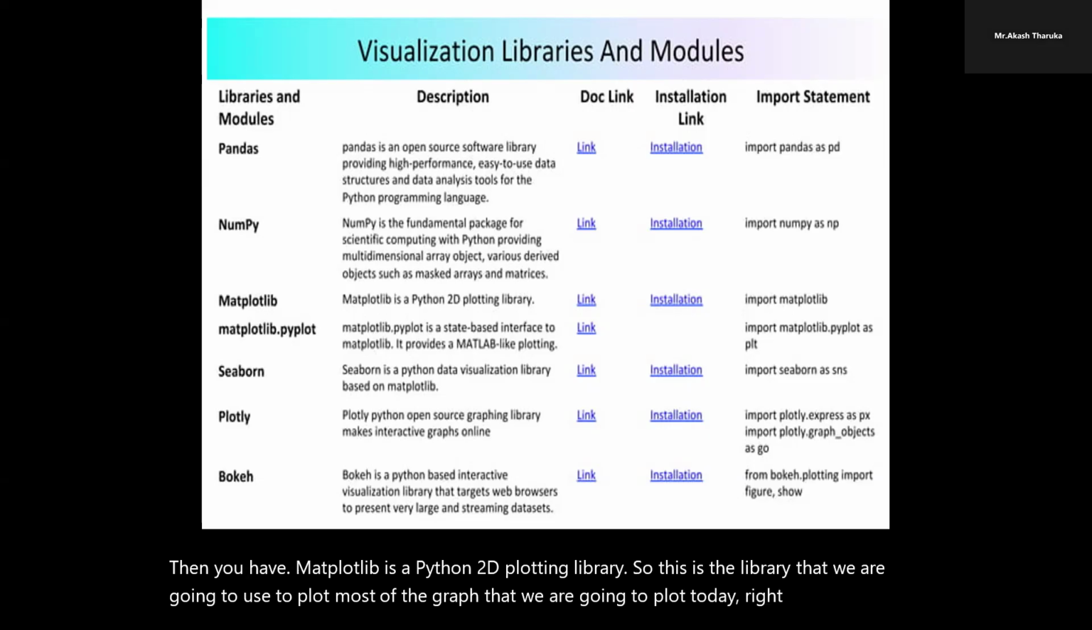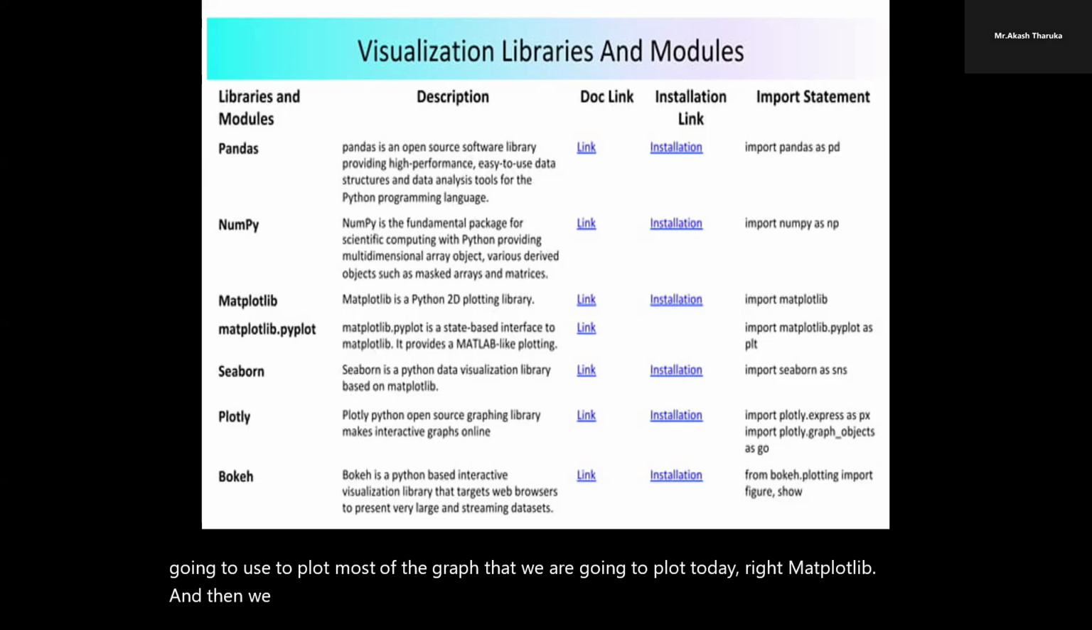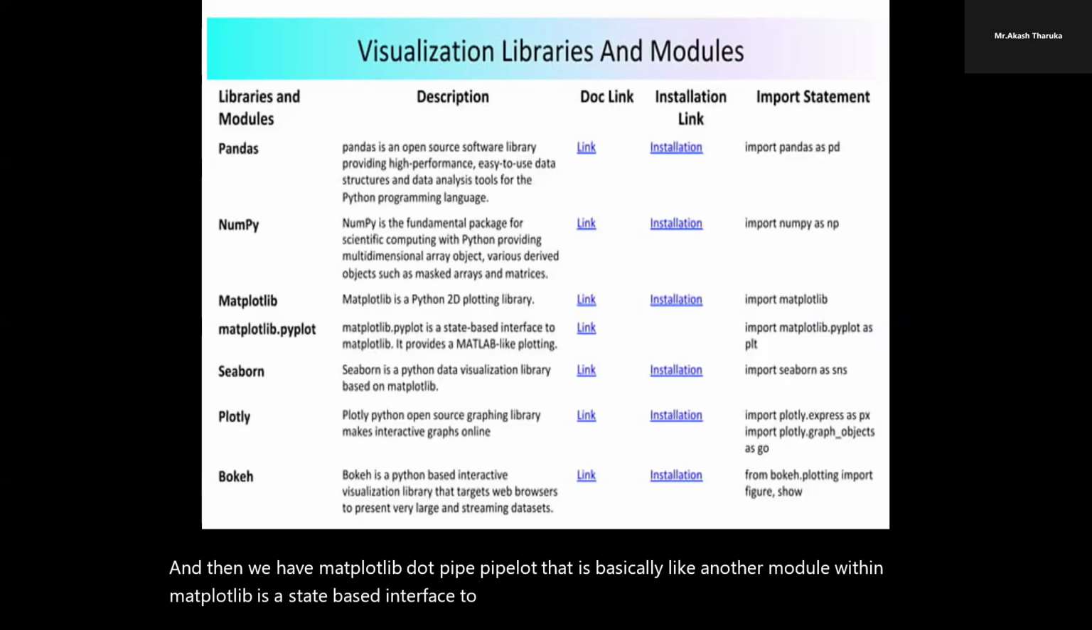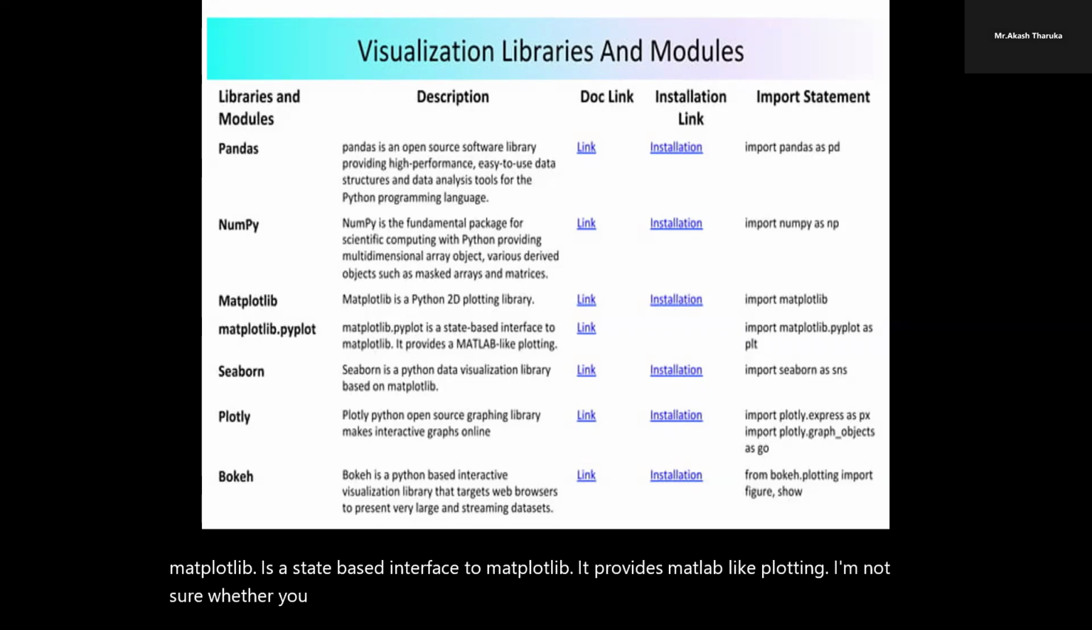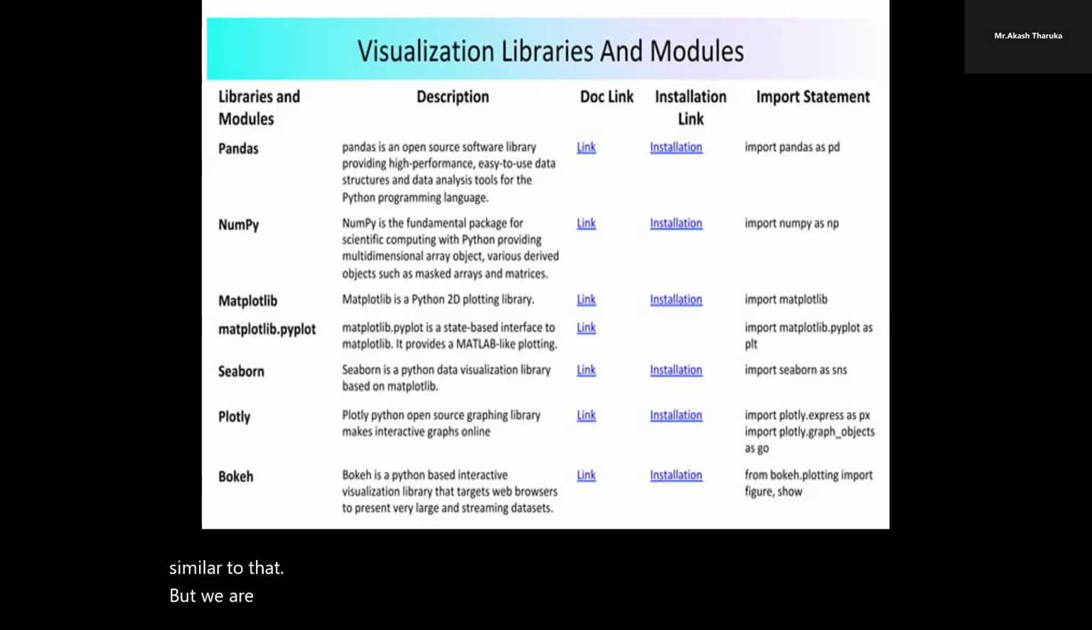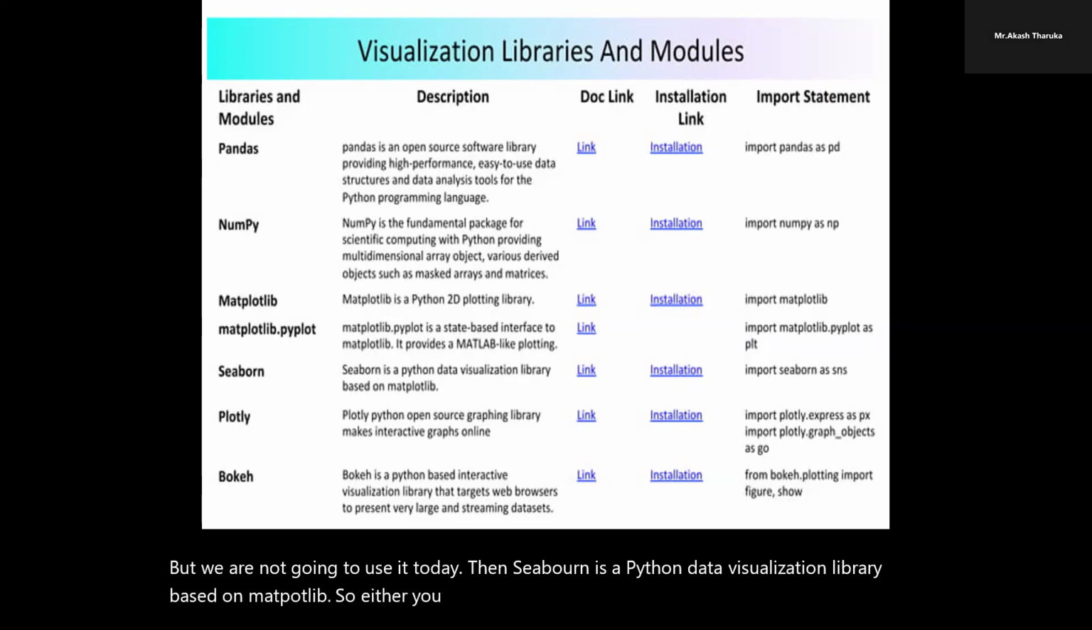Matplotlib. And then we have matplotlib.pyplot. That is basically another module within Matplotlib. It's a state-based interface to Matplotlib. It provides MATLAB-like plotting. I'm not sure whether you guys are familiar with the software or tool called MATLAB. It is very similar to that, but we are not going to use it today. Then Seaborn is a Python data visualization library based on Matplotlib. So either you can use Seaborn or Matplotlib.